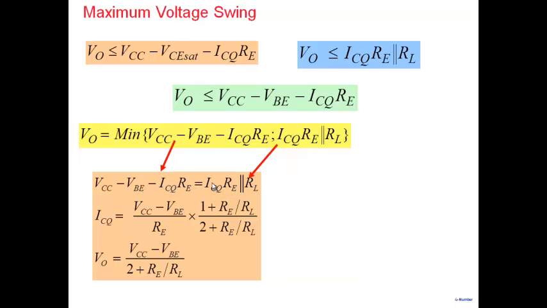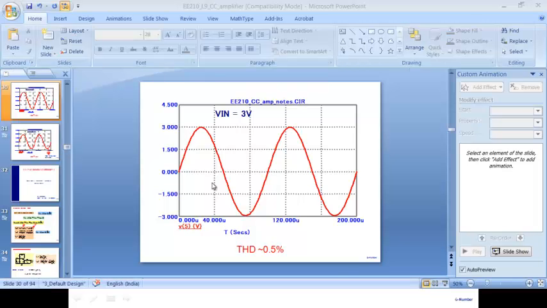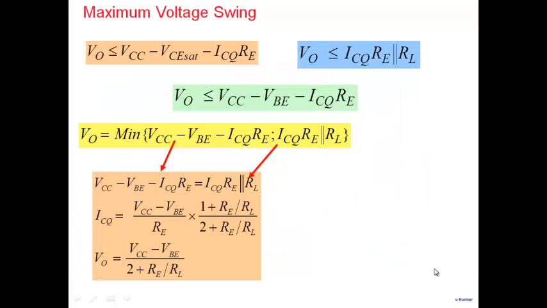So we have this condition for getting maximum swing in my common collector amplifier here. The rest is, of course, algebra. You rearrange and you get an expression for ICQ for getting maximum swing here. And once you get an expression for ICQ, then you get an expression for V0 as well here.